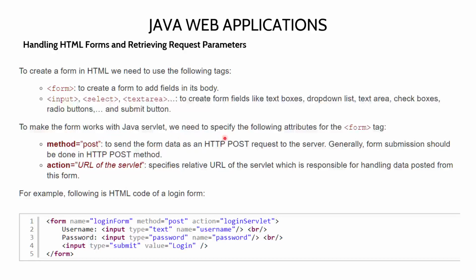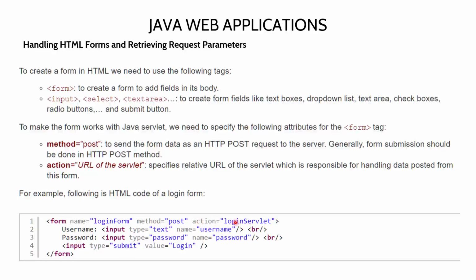We have to know that, but all of this can be built through a servlet and sent back to a user's browser. So to make the forms work with the servlet, we need to specify the following attributes again: form tag, and we have to understand the method here. So here the method is post, which is an HTTP request. To send form data as an HTTP post request to the server, generally form submission should be done using HTTP post because that keeps the user's URL clear of any private data.